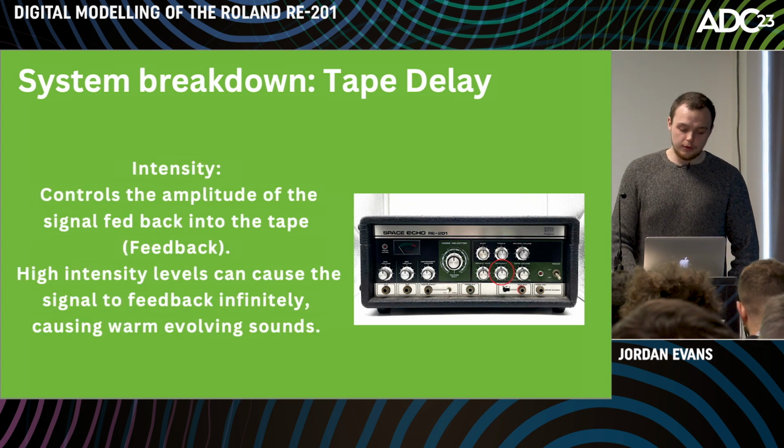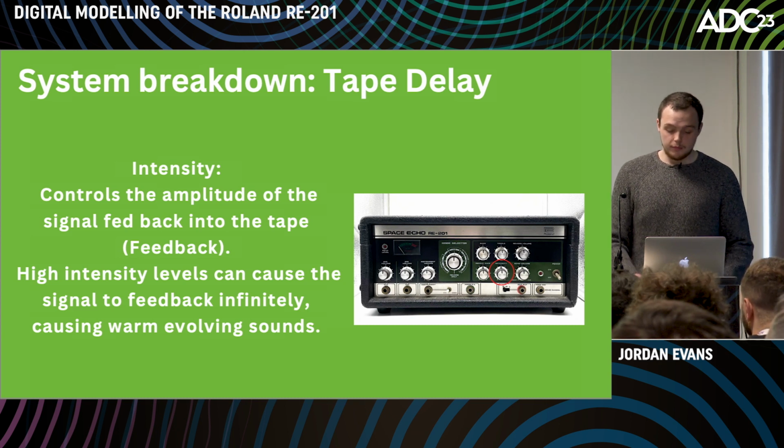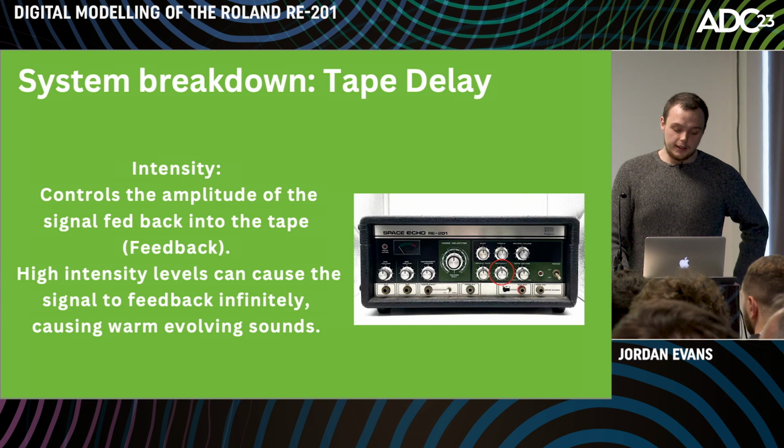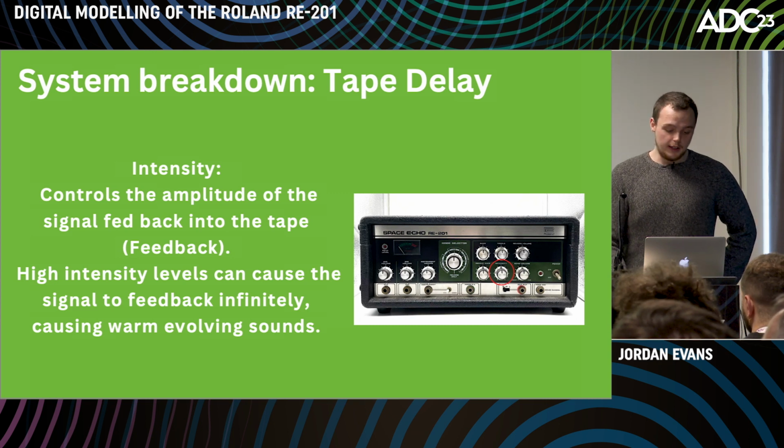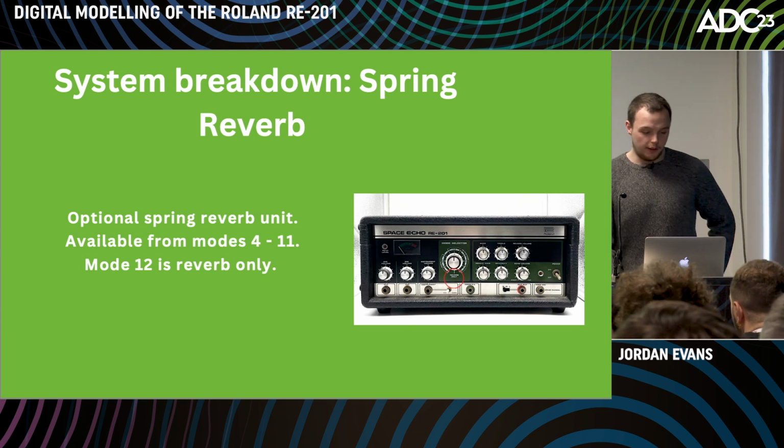The intensity control controls the amplitude of the signal being fed back into the tape. Feedback. High intensity signals can cause the signal to feed back infinitely, causing warm evolving sounds. And then we've got the spring reverb unit.